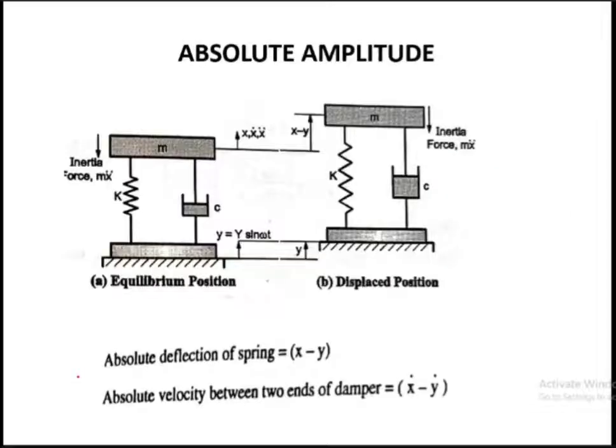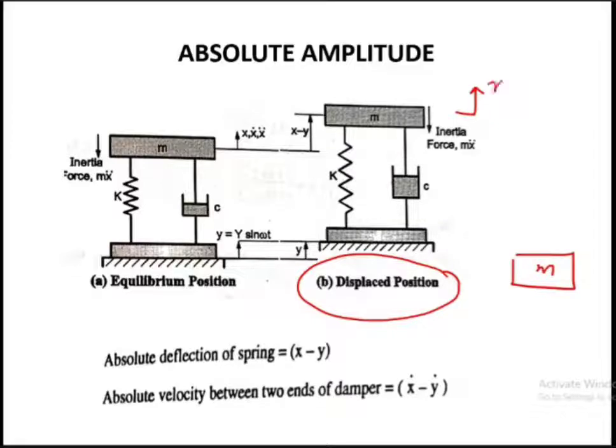Now the next point: what is a free body diagram? We have to understand the FBD of this mass in the displaced position. So let us say the mass is M. What are the forces acting on the mass M? The displacement of the mass M is in the upward direction. So M x double dot is the inertia force, which always acts opposite to the displacement. And the deflection of the spring is also upward.